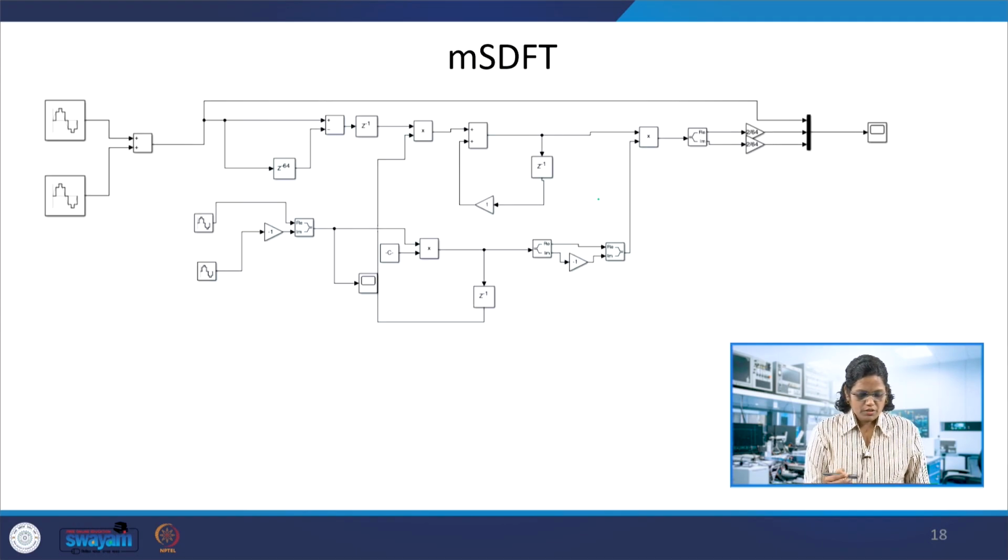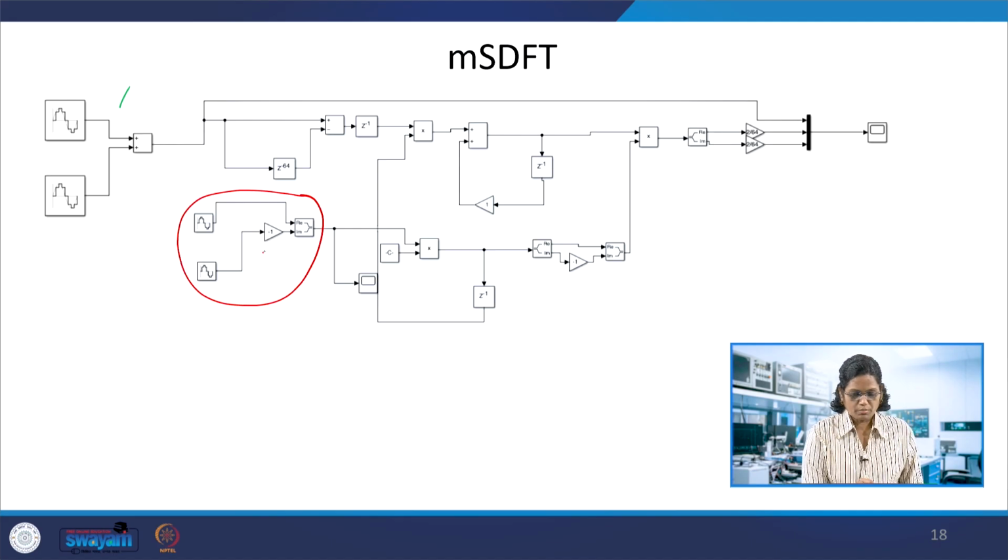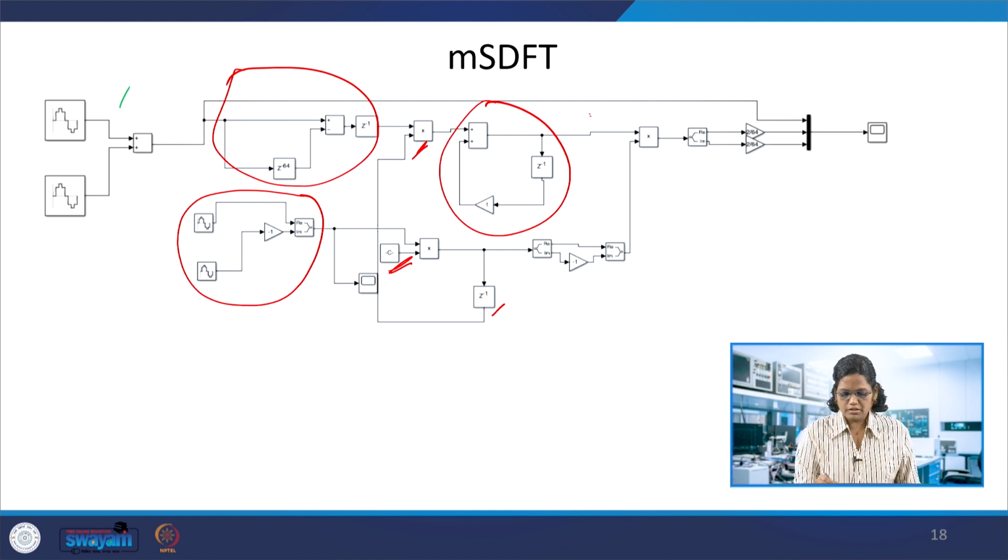For the simulated diagram of this mSDFT, I like to give the input as the fundamental and the second harmonic. We have this cos 2πkn/N minus j sin 2πkn/N. Also the constant e^(j2πk/N) is generated, delayed and multiplied over here. This portion is giving the comb filter, and in the integrator part you get the 0th bin, then take the conjugate and multiply over it. Here you get the kth bin as a complex number.